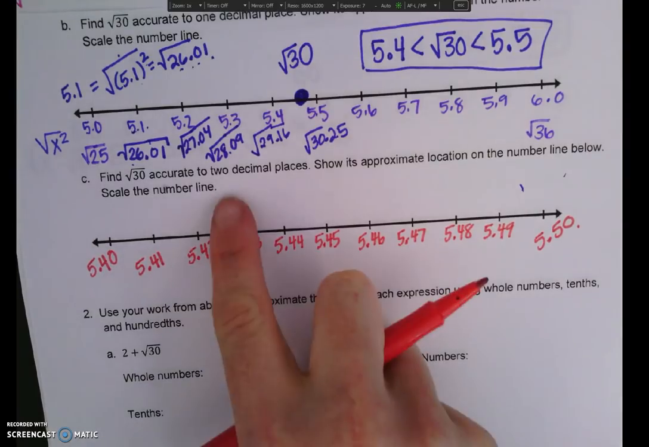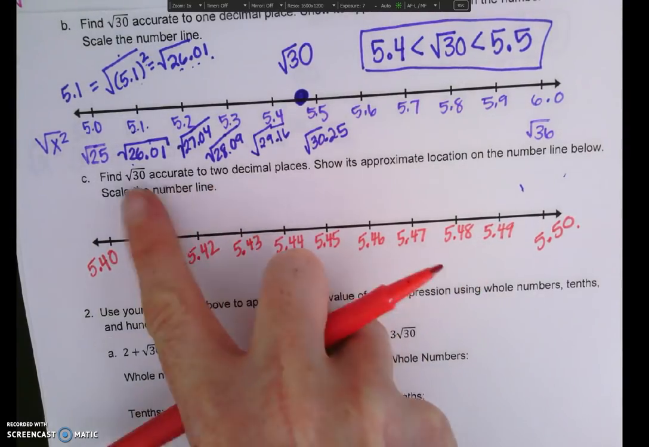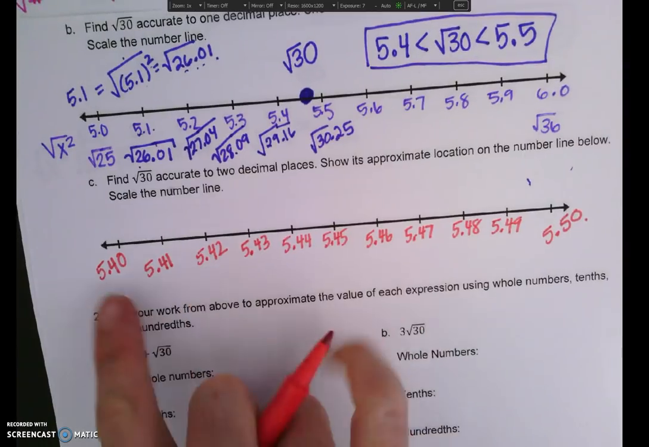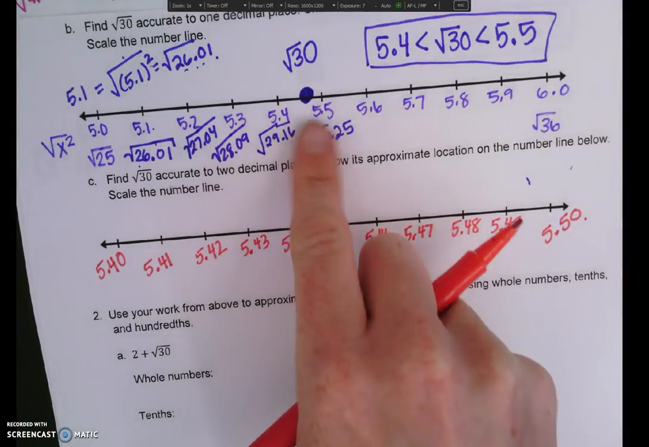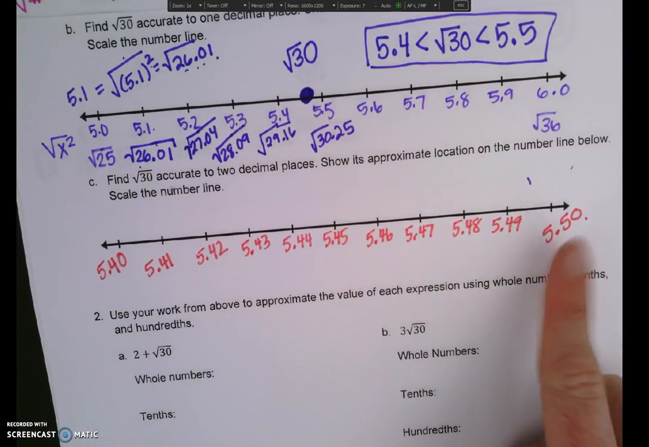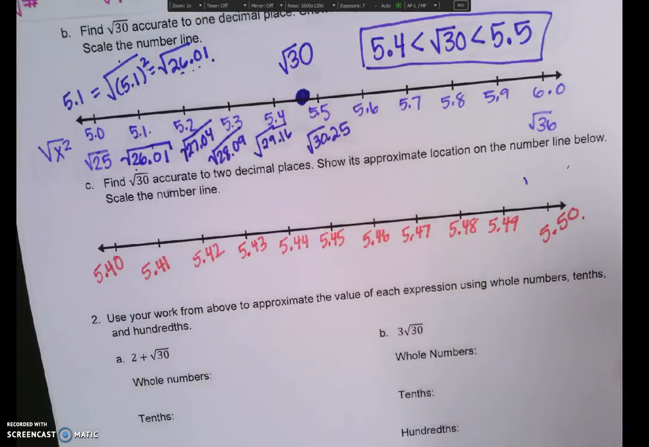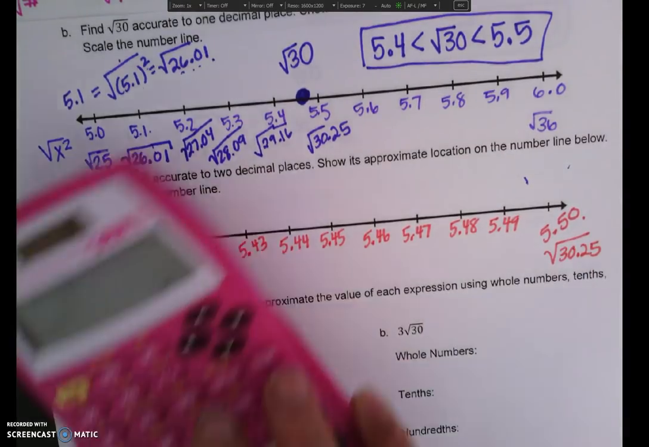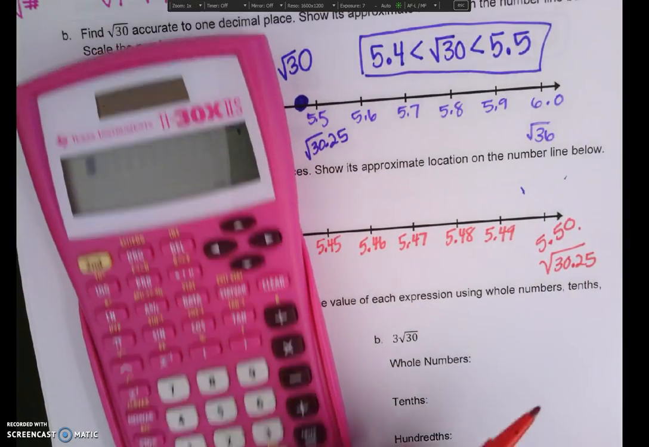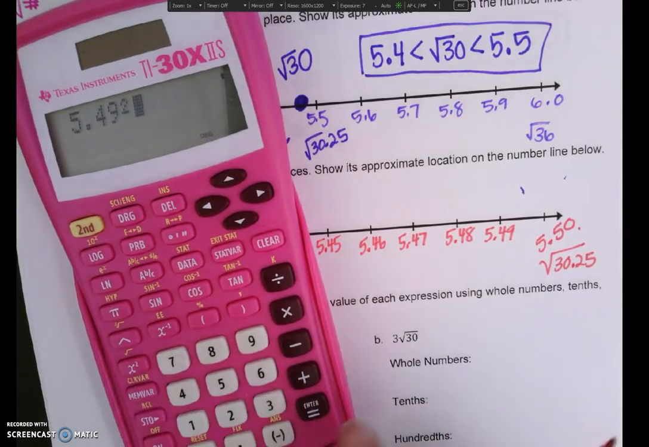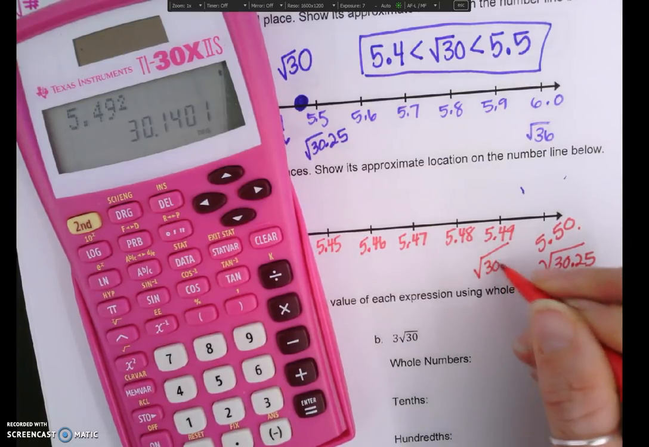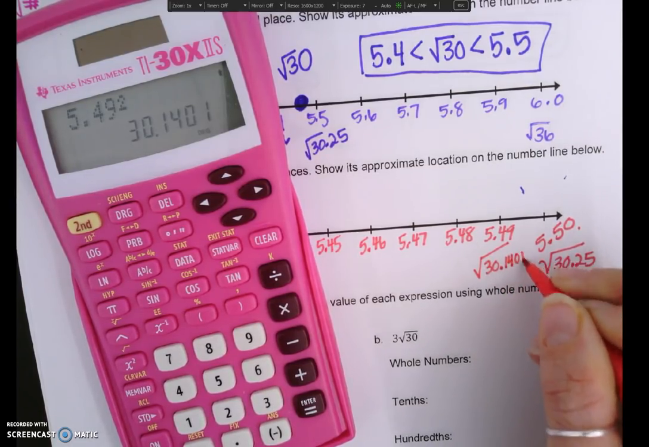So we need to accurately approximate radical 30 to two decimal places. So let's see. I said that it's between these two numbers. Do you remember which one was closer? Oh yes, to 5.5. So let's start on this side. And I already know that 5.5 is radical 30.25. So let's keep going. 5.49 squared. Wow, radical 30 point, I'm just going to put 1401.